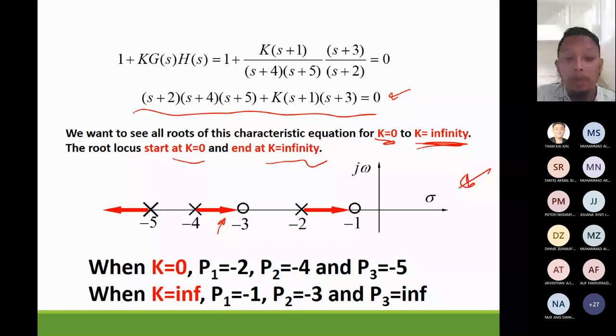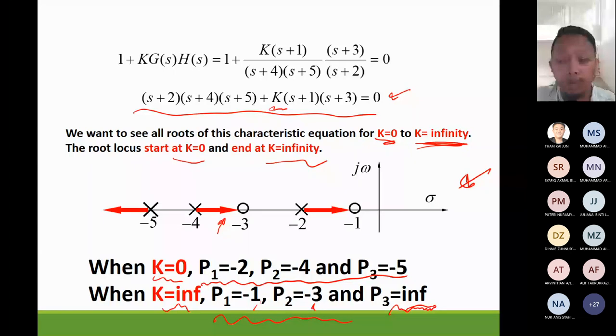When we put K equals 0 into this equation, we get s equals minus 2, minus 4, and minus 5. And when we put K equals infinity, the values of s will be minus 1, minus 3, and infinity. This I will tell you more about later. What we want is to find the poles when K equals 0 and when K equals infinity. So there are two sets of poles. The first one is when K equals 0, and the second set is when K equals infinity. From there, we can plot on the S-plane and then sketch the root locus.